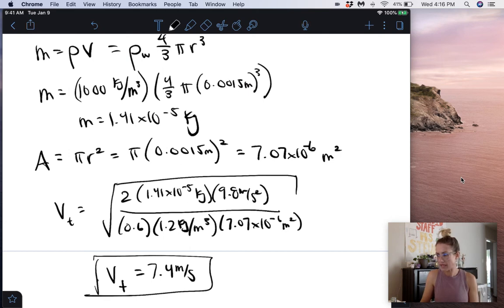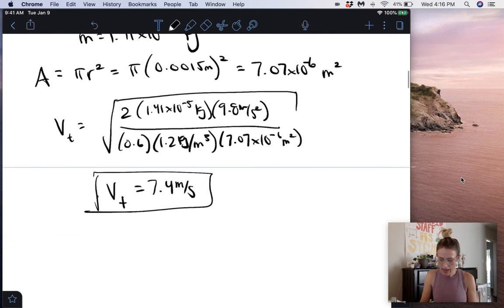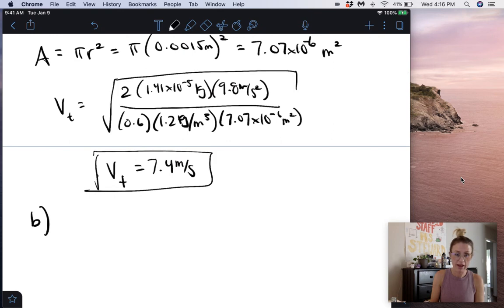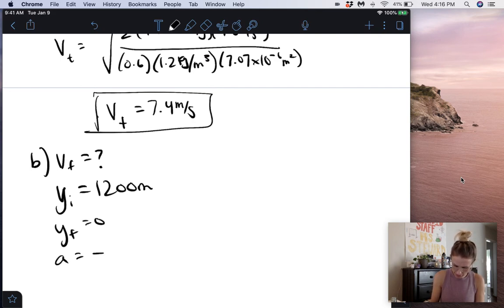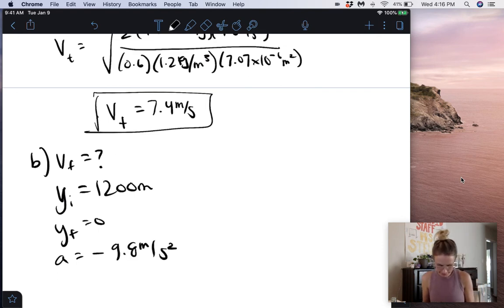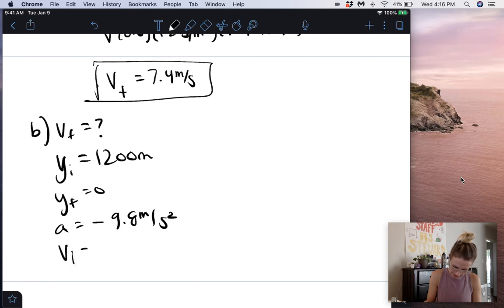Now for part B here, we want to find the final velocity as the raindrop hits the ground if that raindrop did not have any drag force on it. So we know that the initial Y position was that 1,200 meters. Final Y position will be the ground. Acceleration of the raindrop will be a negative 9.8 meters per second squared. And the initial velocity will be 0 because it's dropping from rest in the sky.